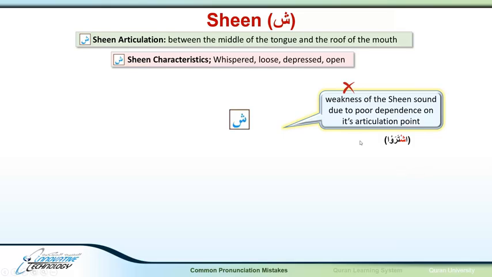اشتروا, اشتروا. So we barely can hear the sheen. And the right way of pronouncing it is اشتروا. So we need to make sure to pronounce the sheen clear enough.